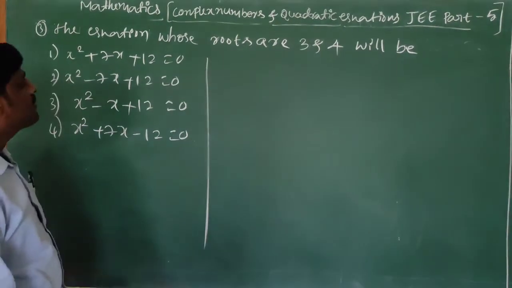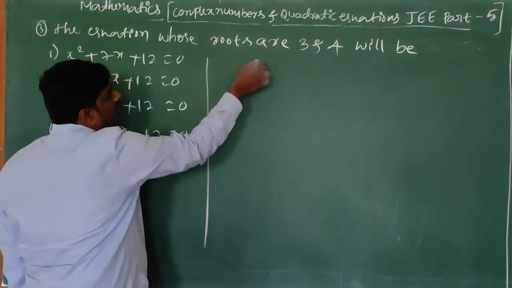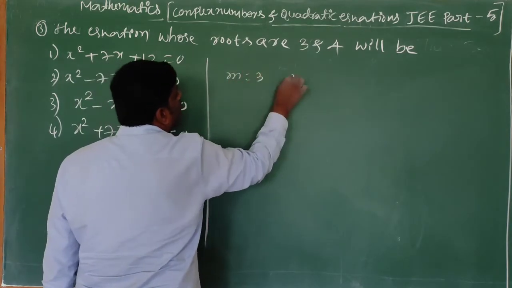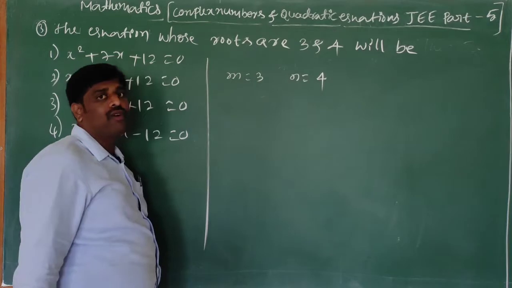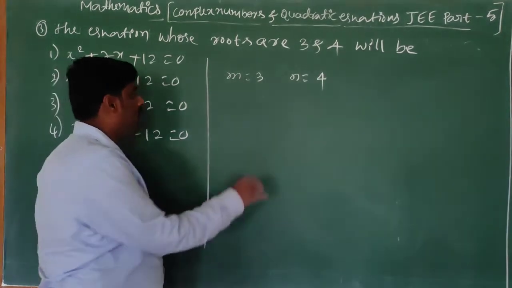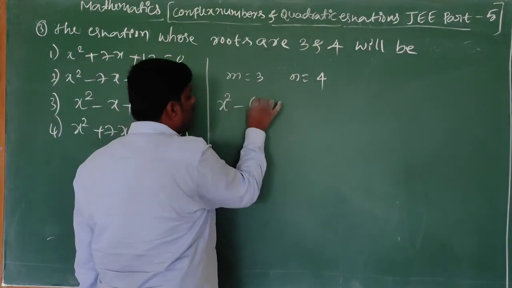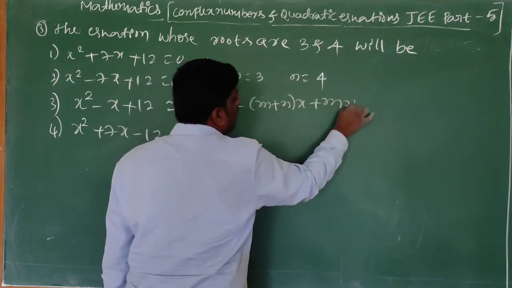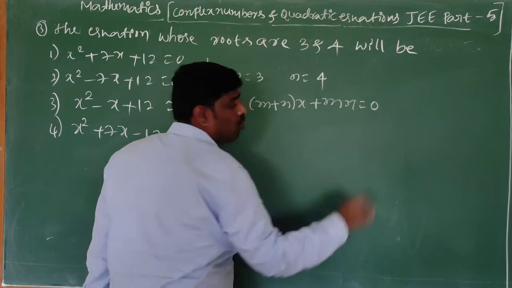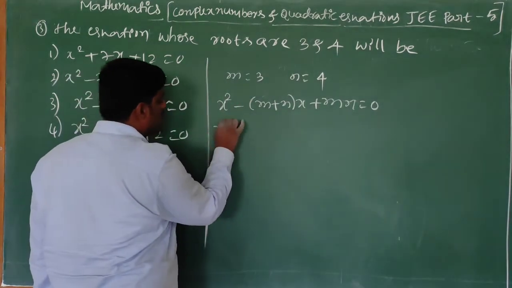Now the roots are given, that is m is equal to 3, n is equal to 4. What is the formula of the quadratic equation? x square minus (m plus n) of x plus mn is equal to 0. So that is x square.